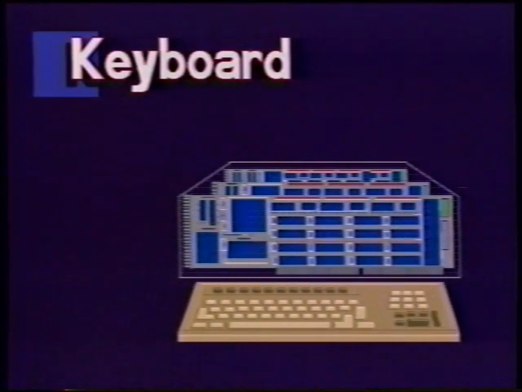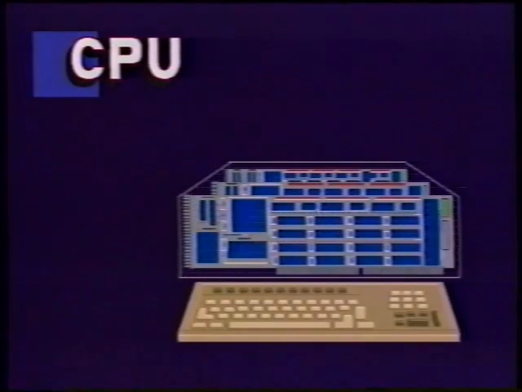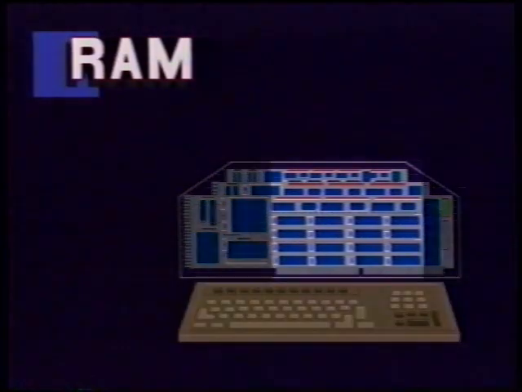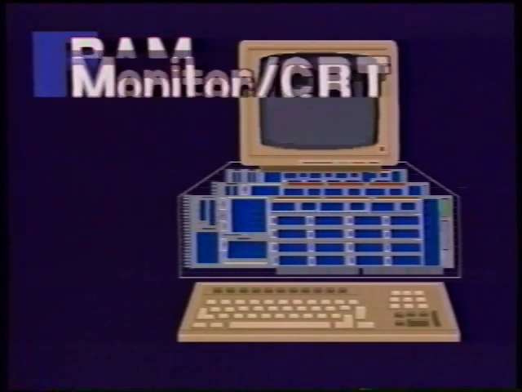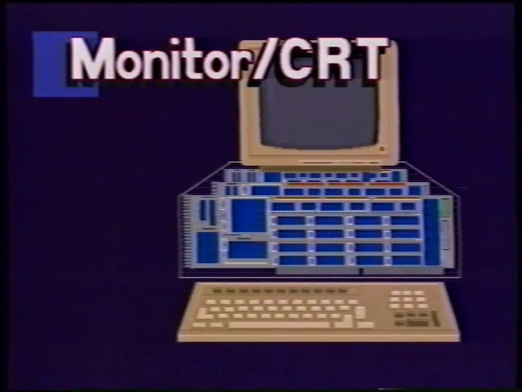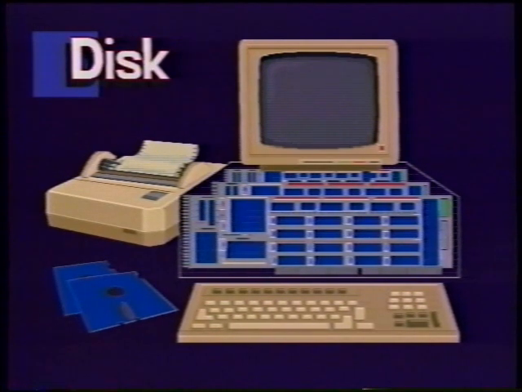A personal computer has several integrated parts. A way to receive data, technically called an input device, like the keyboard. A way to process data, called a central processing unit, or CPU for short. A way to temporarily save data while it is being processed, called the random access memory, or RAM. A way to temporarily show the processed data in a readable form, usually called the monitor, or CRT, for cathode ray tube. A way to permanently save the processed information through the printer, and a way to save, also permanently, the information in a computer-readable way, called a disk.